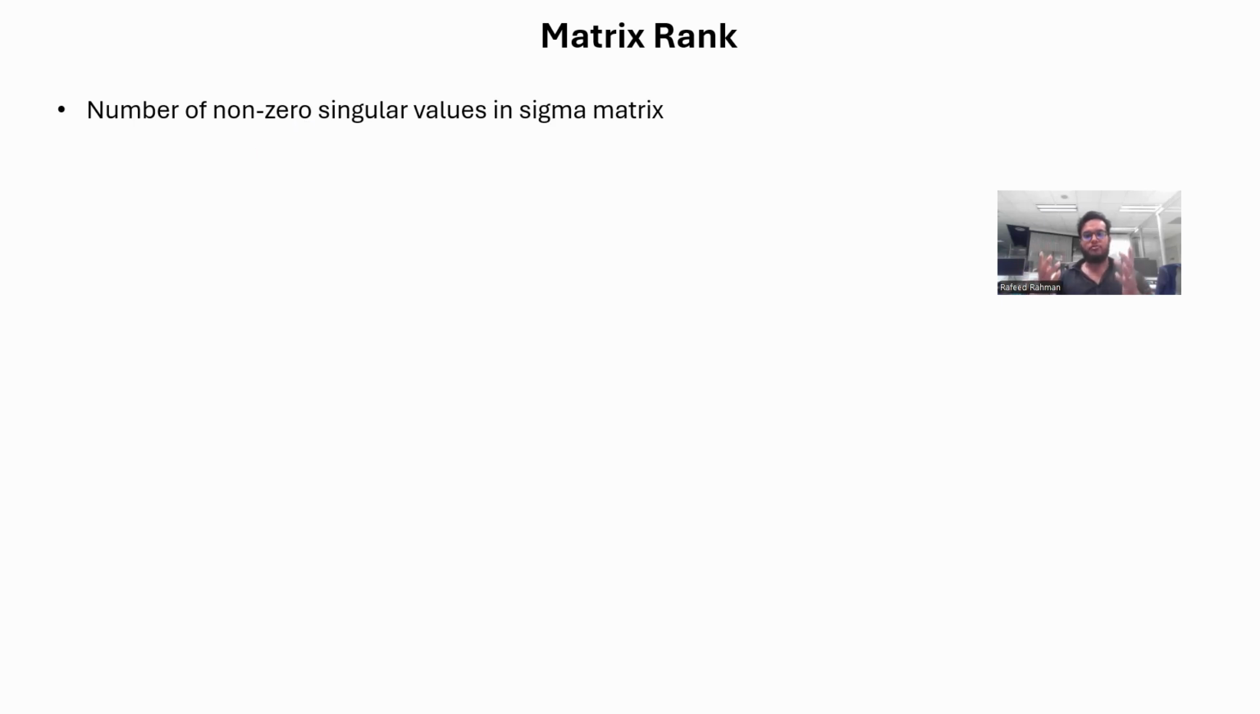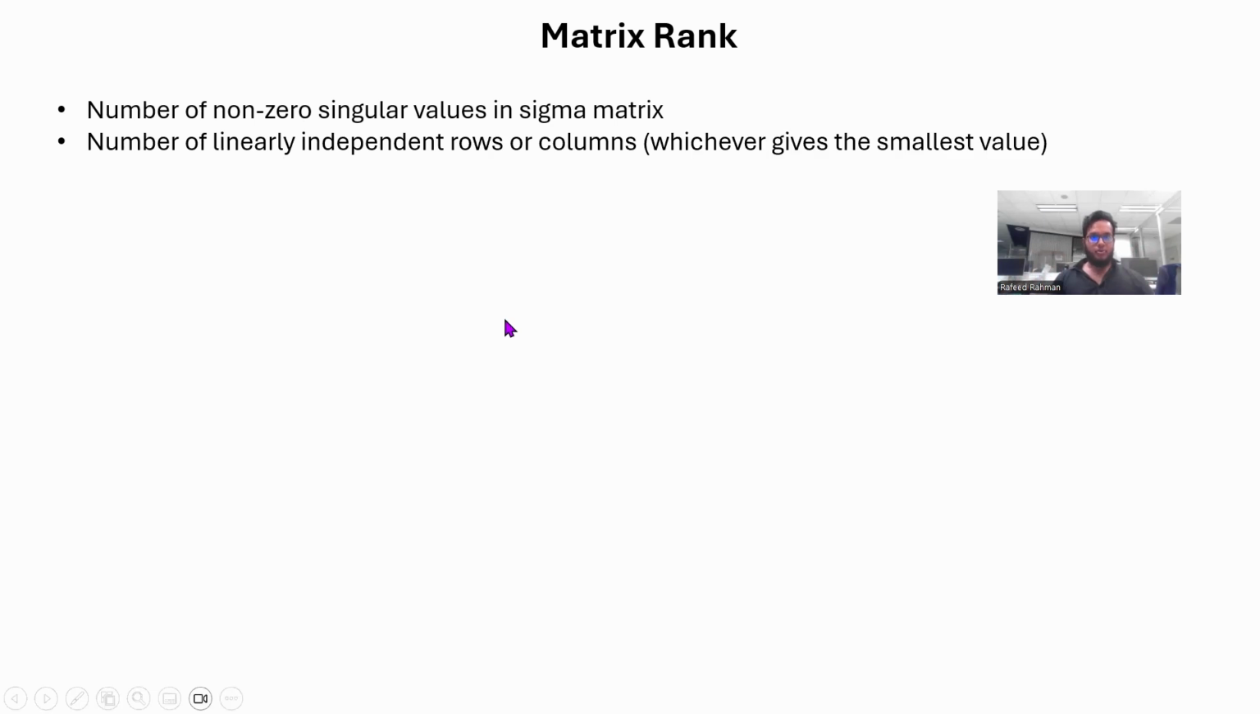So what does matrix rank actually mean? Matrix rank denotes the number of linearly independent rows or columns. So what is linear independence between rows and columns? I will show you with an example.